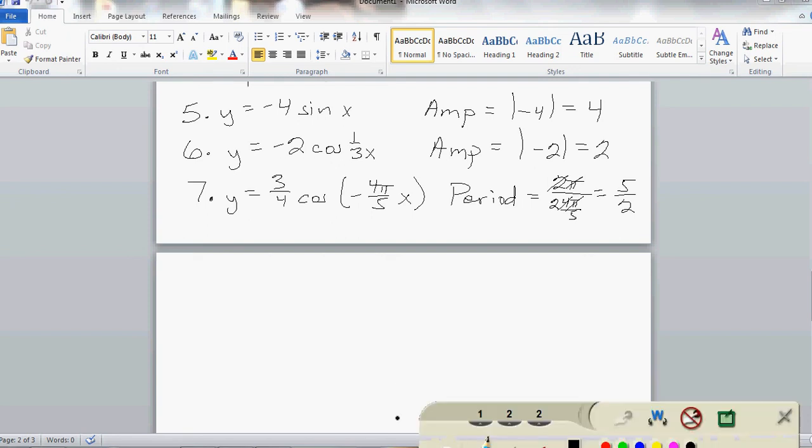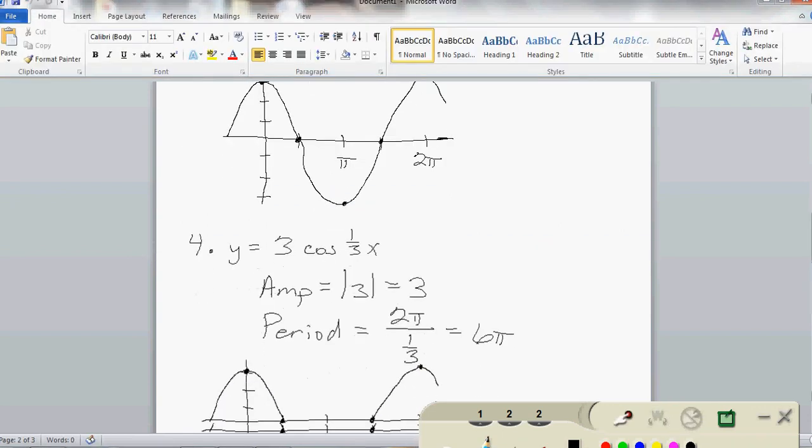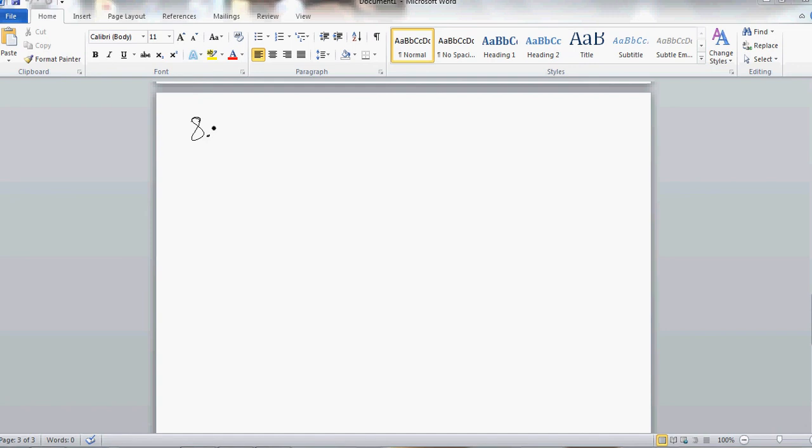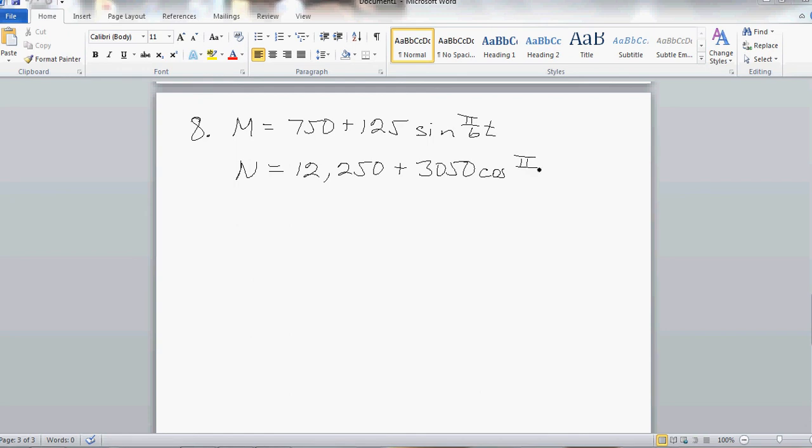Number 8 gives us some detailed information about predator and prey population, stuff like that. Basically, M represents the population of the predator, and that is given as 750 plus 125 sine of pi over 6 t. And the population for the prey is given with capital N, which is 12,250 plus 3,050 cosine of pi over 6 t, where t represents time, and in months is what it says. And so we are asked to find the period of each one of these functions.